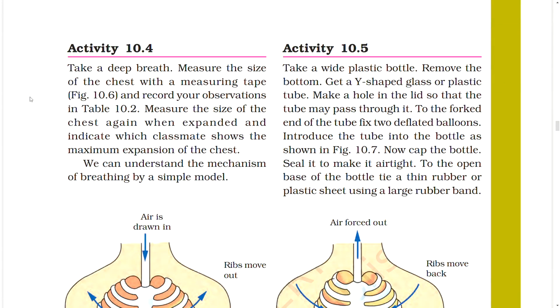Activity 10.5. Take a white plastic bottle, remove the bottom, get a Y-shaped glass or plastic tube. Make a hole in the lid so that the tube may pass through it. To the forked end of the tube fix two deflated balloons. Introduce the tube into the bottle as shown in figure. Now cap the bottle, seal it to make it all airtight. To the open base of the bottle tie a thin rubber or plastic sheet using a large rubber band.